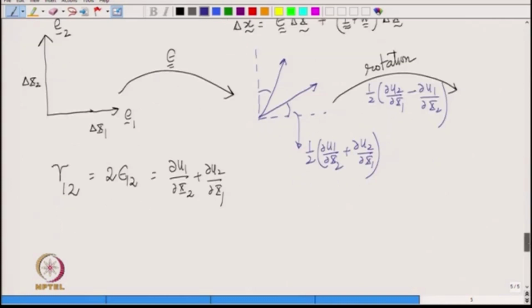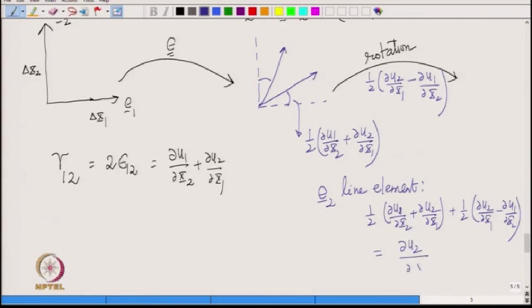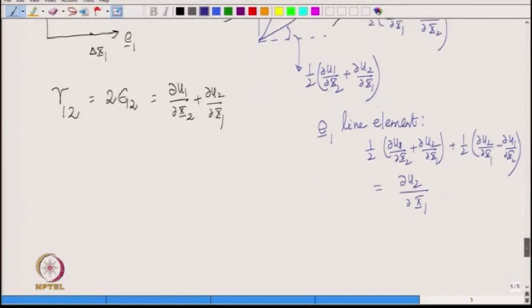So, what happens to E2 for example? What is the total rotation of the E2 line element? The rotation due to shear plus the local rigid rotation, right. So, that is half of del u1 by del x2 plus del u2 by del x1, plus half of del u2 by del x1 minus del u1 by del x2, and if you add it together it simply becomes del u2 by del x1. Sorry, this is for the E1 line element. Okay. So, the E1 line element total rotates by del u2 by del x1. Can we see what happens to the E2 line element?